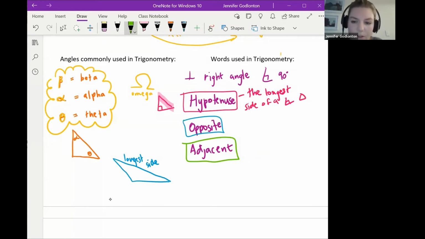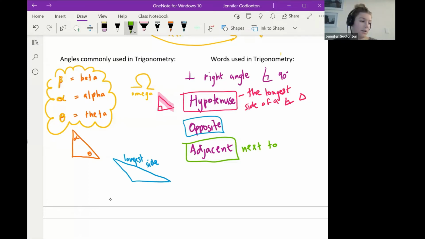Good. Next to. Excellent. Okay. So hypotenuse is the longest side of a right angle triangle. Opposite is when something is opposite you, and then adjacent means it's next to. Okay. So these words are words that we're going to be using a lot over the next couple of weeks.